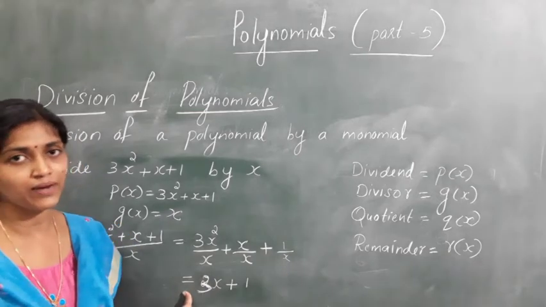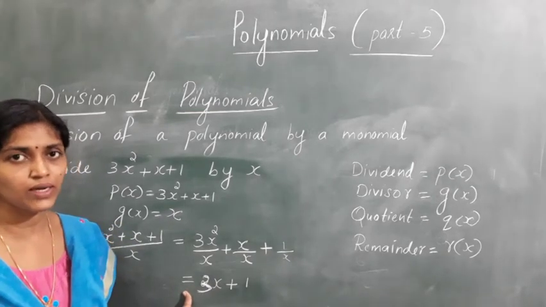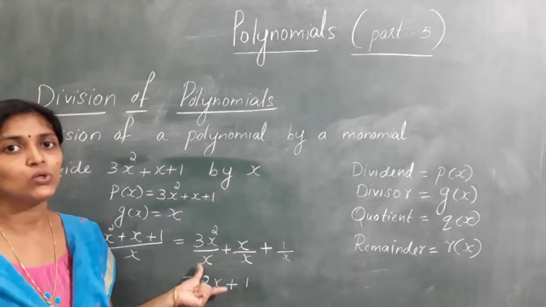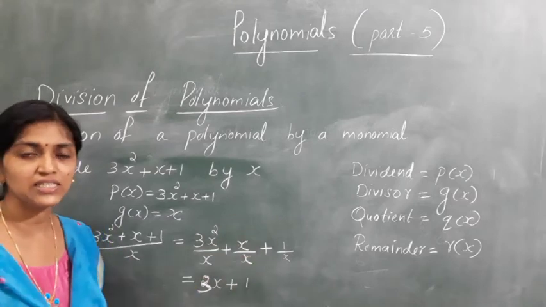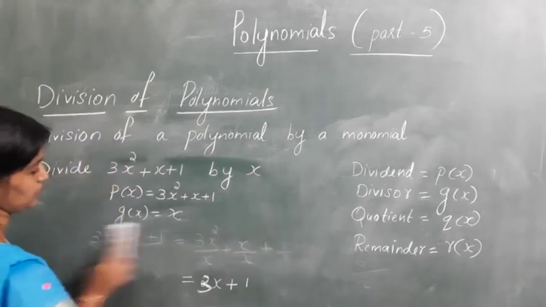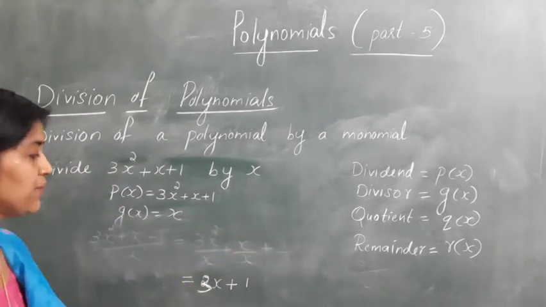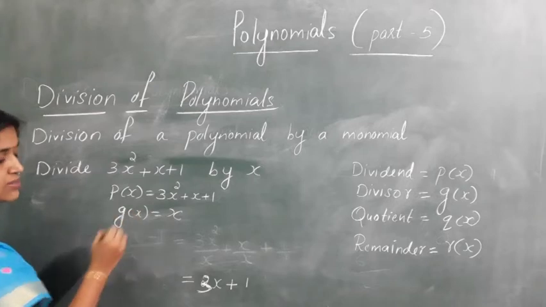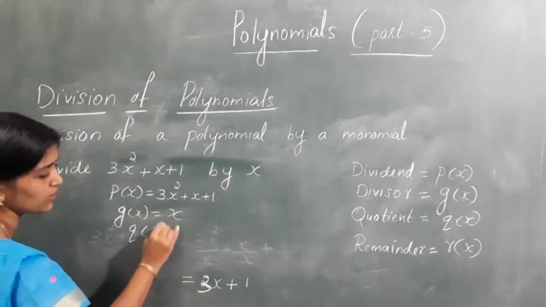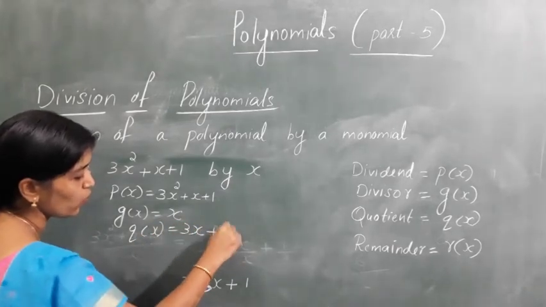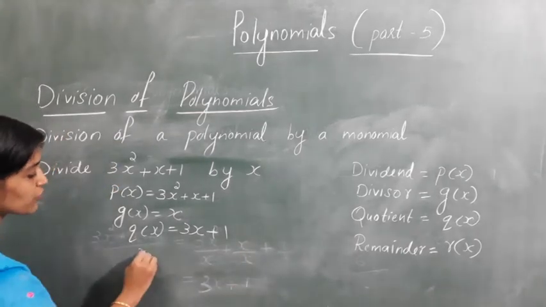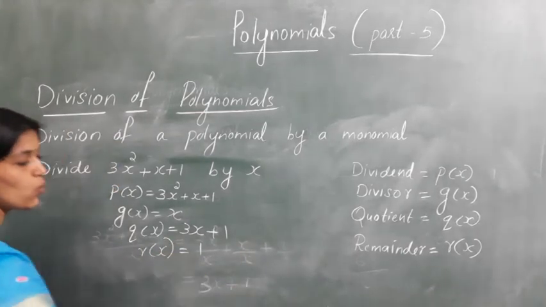So we'll check through the division rule. What did we study in the division rule? Dividend is equal to divisor into quotient plus remainder. We will see through the division rule how to do it. Here g of x, we got it as x. But we will take it as the quotient, q of x, it is 3x plus 1, isn't it? Now what we got here, remainder r of x, what will we get here? It is equal to 1.